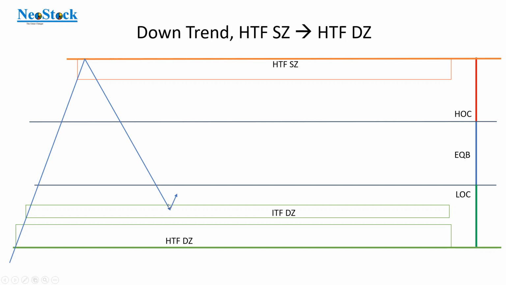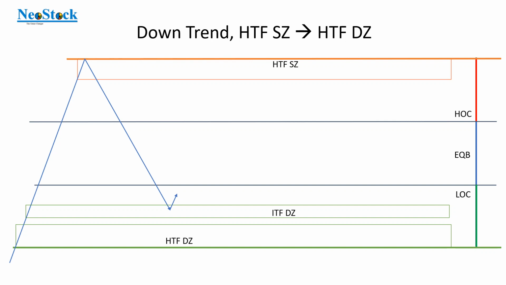The moment prices entered into the ITF demand zone, it changed the price direction. How did it change the price direction? From ITF demand zone to ITF supply zone. Prices are moving from ITF demand zone to ITF supply zone. In that situation, can we plan short trades? The answer is no.